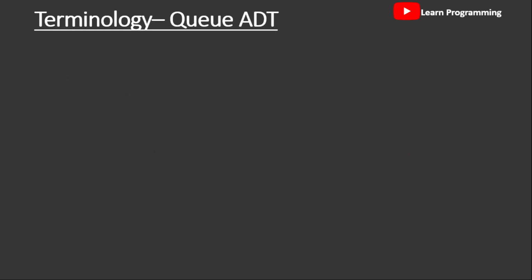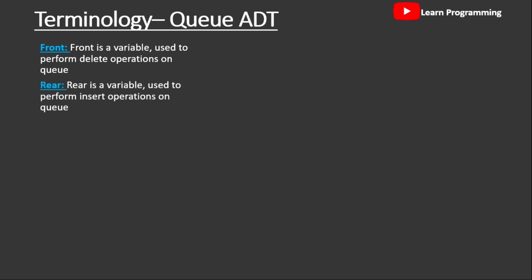Now we'll discuss the terminology of queue. When we talk about queue, there are certain things which we name particularly, and those are front, as we saw before, and rear. Front is a variable used to perform delete operations on the queue, and rear is a variable, just similar to the front variable, used to perform the insertion operation. So front is used for deletion operations and rear for insertion operations.